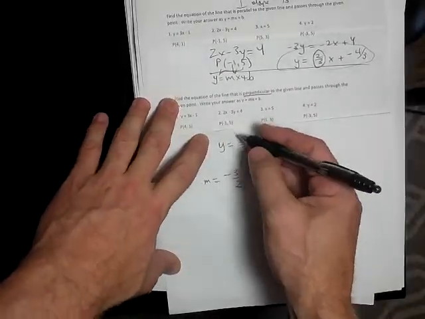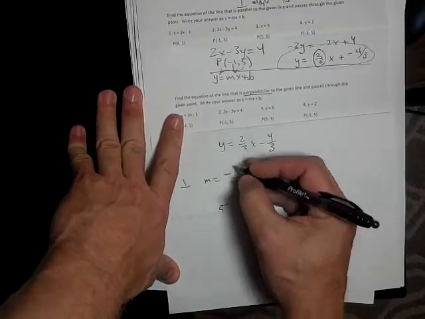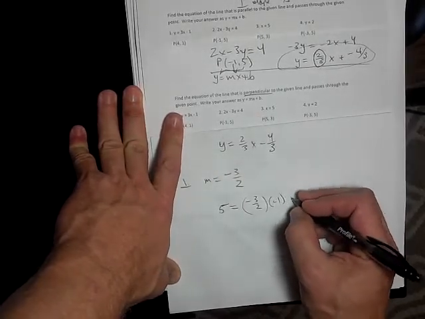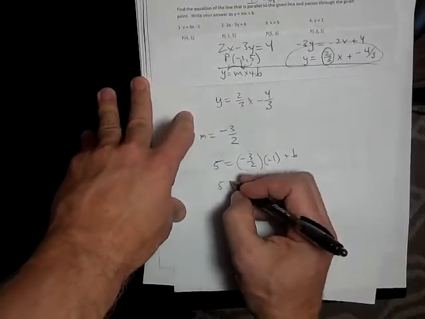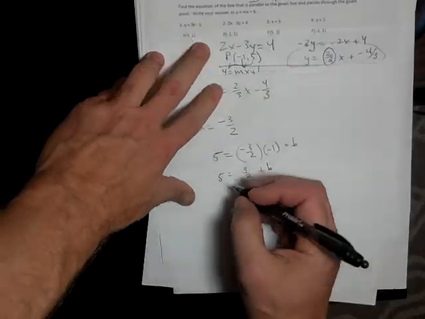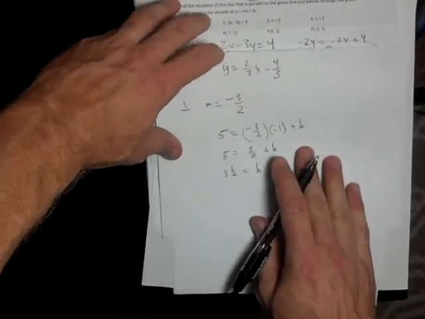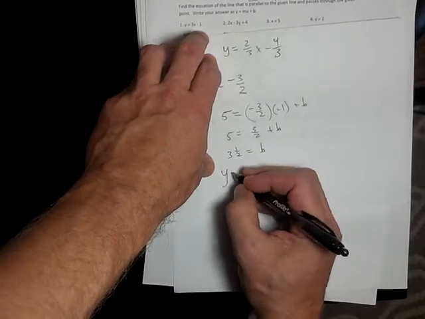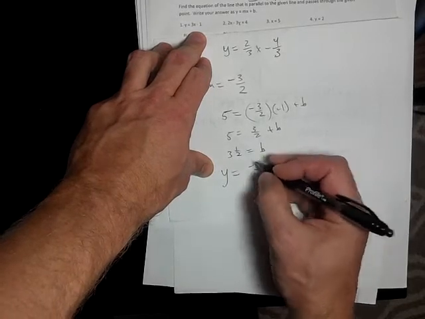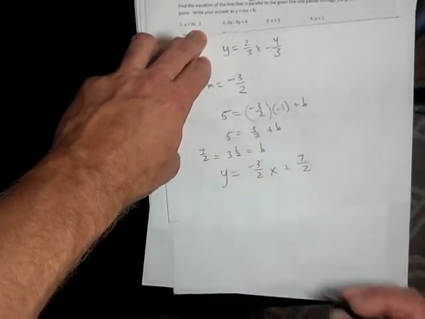So now let's just do it. Let's just put in that point. So we have 5 is equal to the slope of the perpendicular one, negative 3/2, times x, which is minus 1, plus b. So that gives me 5 is equal to 3/2 plus b. I subtract off 3/2 from both sides and I'm going to get 3.5 is equal to b, which means that the equation then is y is equal to mx plus b. Here's m, minus 3/2 x, and then here's b, plus 3.5 or 7/2. This is 7/2.